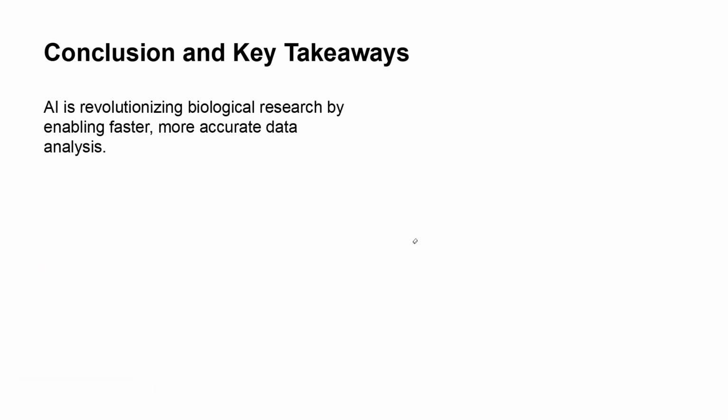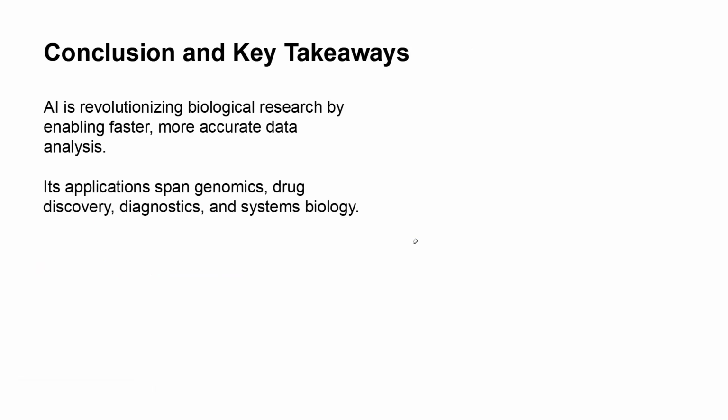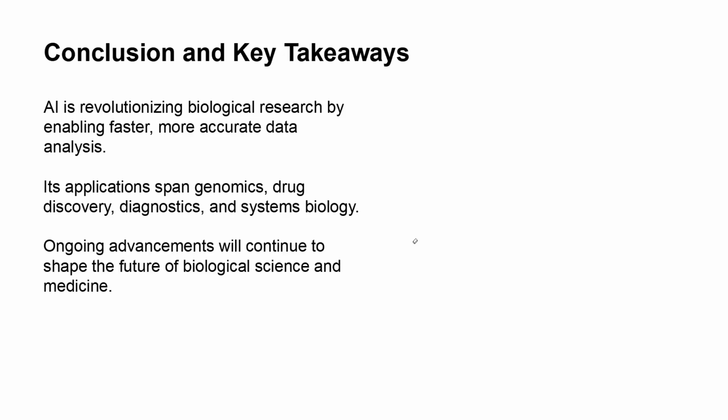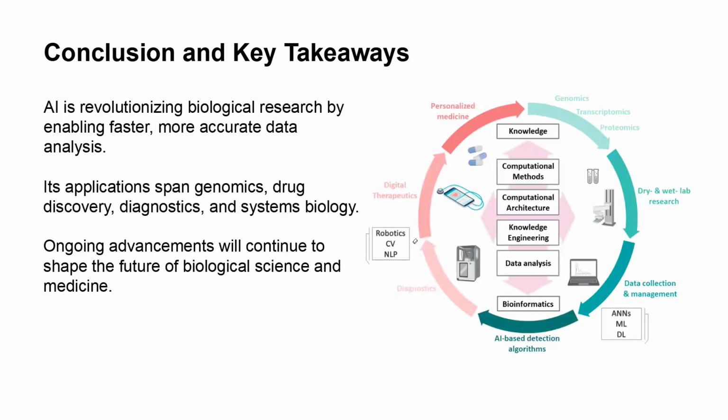So, conclusion and key takeaways. AI is revolutionizing biological research by enabling faster, more accurate data analysis. Its applications span genomics, drug discovery, diagnostics, and systems biology. Ongoing advancements will continue to shape the future of biological science and medicine.